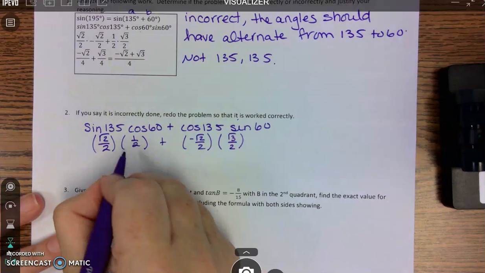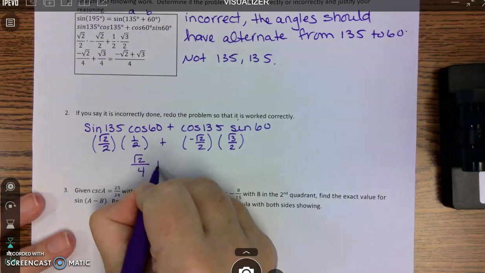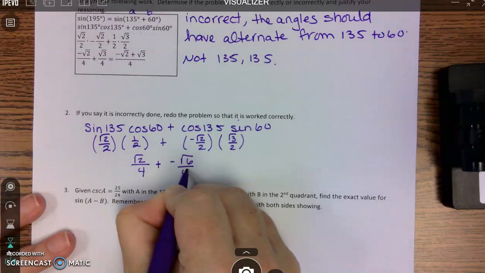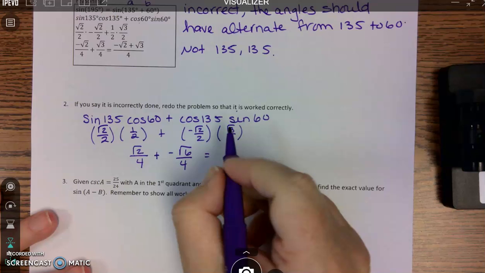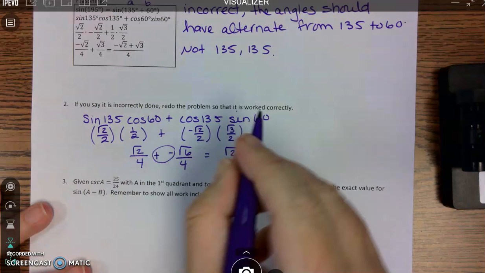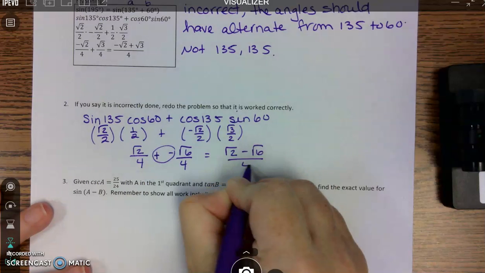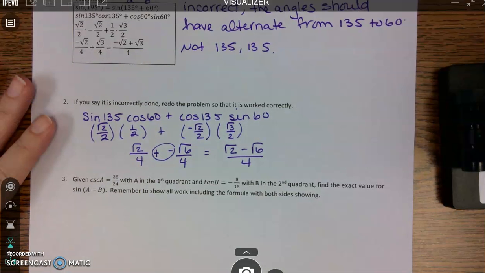Okay, so now we multiply, so we get square root of 2 over 4 plus a negative square root of 6 over 4. We can't really combine, so the best we can do is square root of 2 over 4. This right here gives us a negative square root of 6 over 4. Okay, so that was kind of fun.